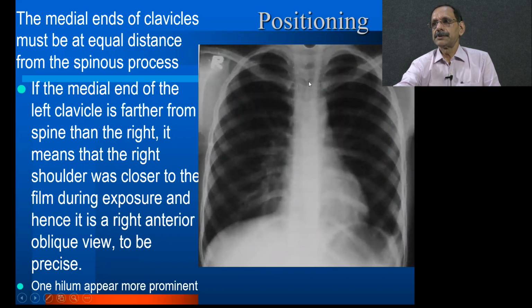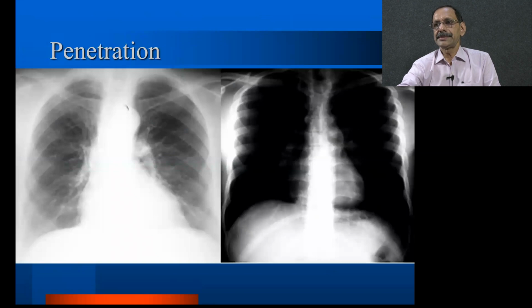Now positioning. You look at the position of the clavicle from the spinous process. See, it is almost equidistant, which means it is properly positioned. If one clavicle is nearer to the spine as compared to the other, that means it is actually a rotated film. Once the film is rotated, one hilum will appear more prominent than the other, basically because one hilum is actually nearer to the film. Now penetration.